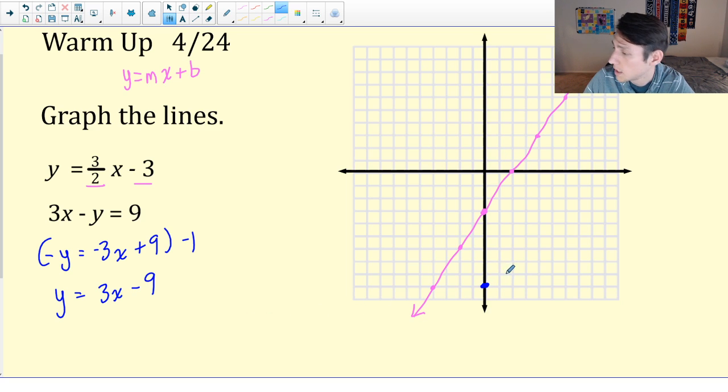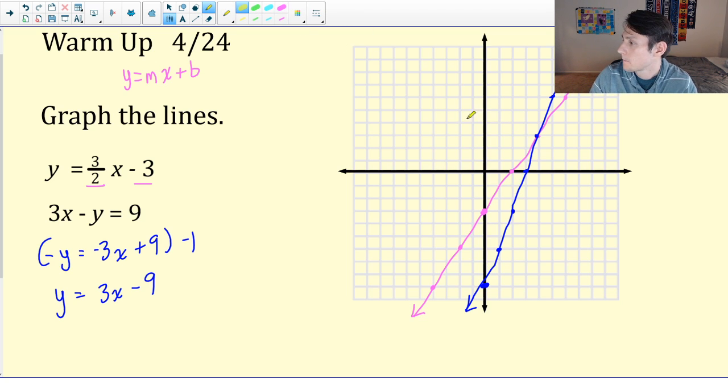Start with the y-intercept, -9. Slope is 3, so up 3, right 1. Up 3, right 1. Okay. And we'll connect the line, or we'll try to. Again, it was okay until the end.